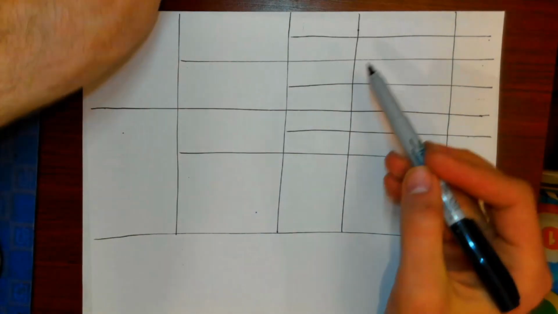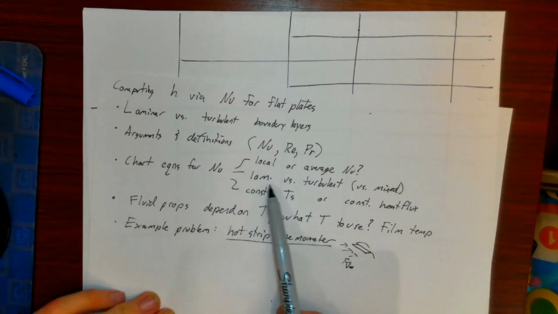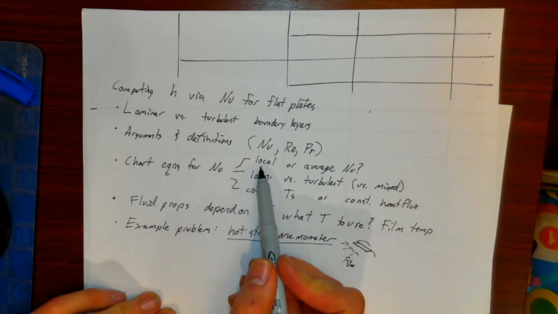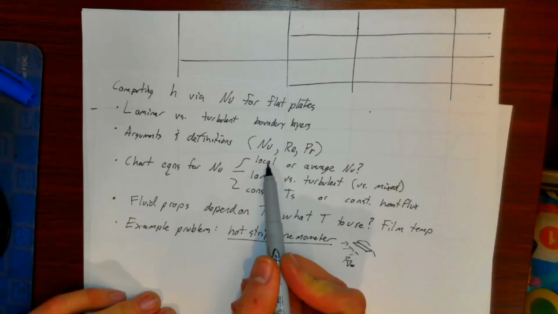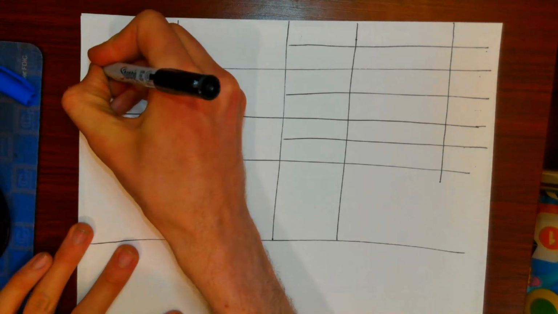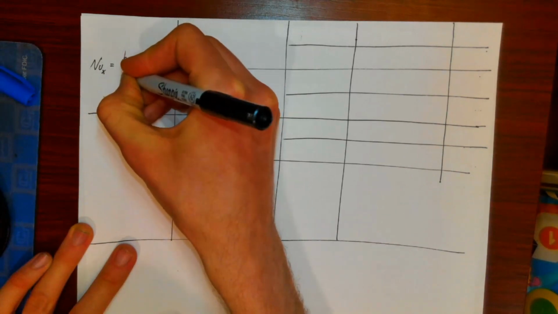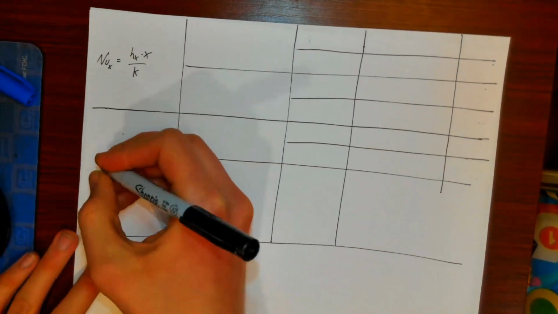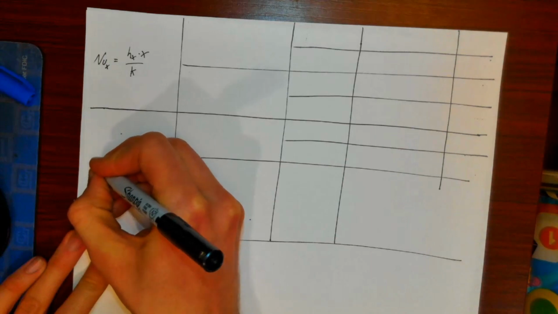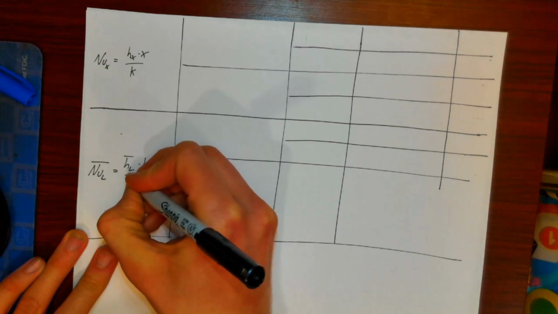So what are we going to do? We're basically going to fill out this chart, and different parts of this chart essentially correspond to the different questions that we're asking here. The first question we want to ask ourselves is, are we dealing with a local Nusselt number or an average Nusselt number? For the first part of the chart, we're dealing with just a local Nusselt number, which is h sub x times x over k. And for this bottom part of the chart, we're dealing with an average Nusselt number that we're calling Nu bar sub L. That's h bar sub L times L over k.